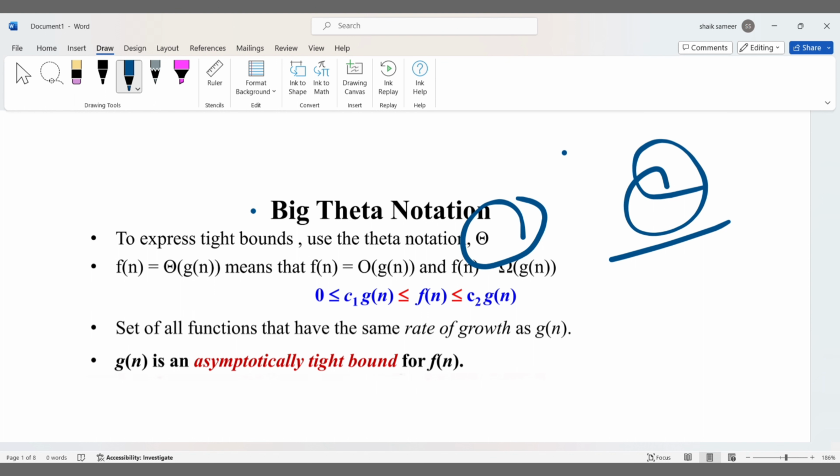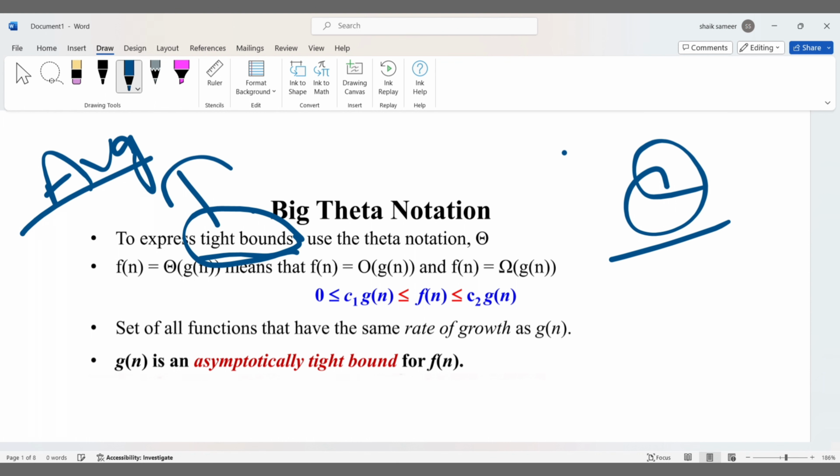When you look into the definition of this theta notation, we express tighter bounds. Tight bounds are nothing but average bounds. So theta notation is mainly used to express average bounds, where big O notation is used for upper bounds, big omega for lower bounds, and theta for average bounds.